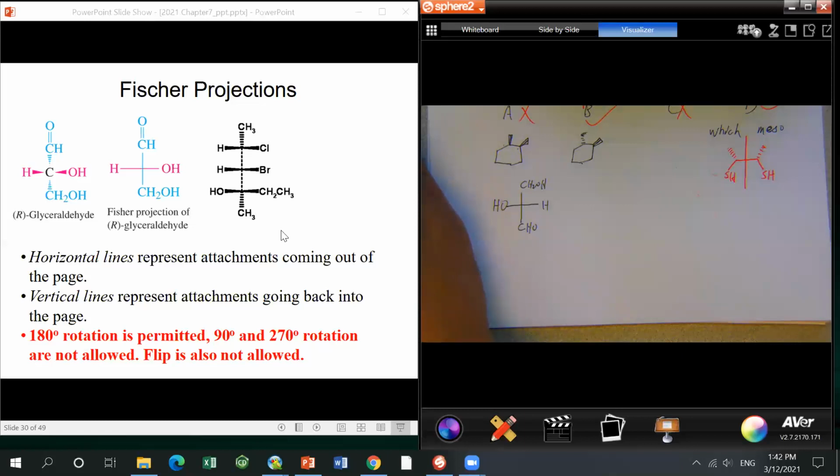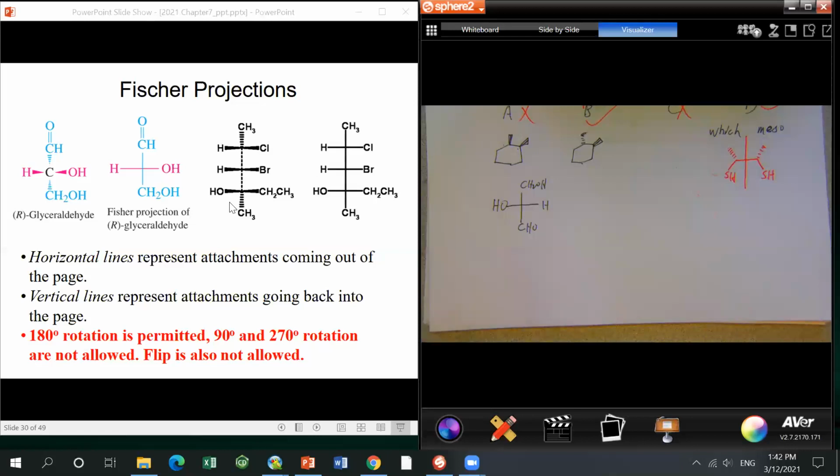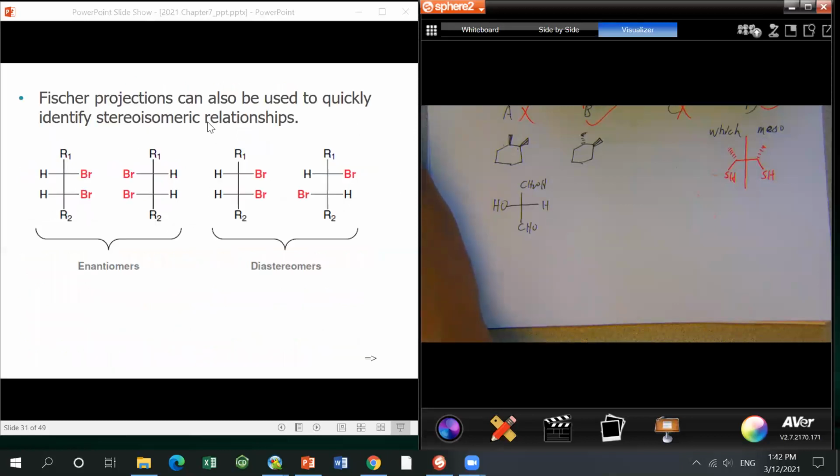But still keep in mind: the horizontal bonds become wedge bonds, and the vertical bonds become dash bonds. Then you can directly convert to here, the same thing to here. And Fischer projections are used a lot in biology, and the reason is that it is easy to identify the relationship between two molecules.